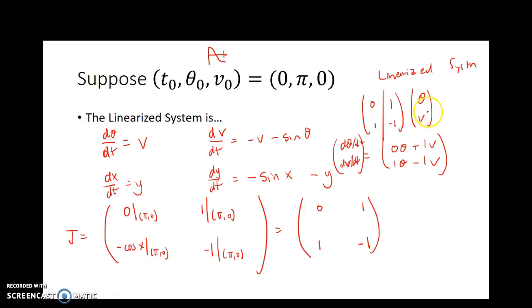So again, what I can do is analyze these in the phase plane and see how the behavior would be different at the point pi, 0 or near the point pi, 0 under the non-linearized version and the linearized version. So let's do that next.